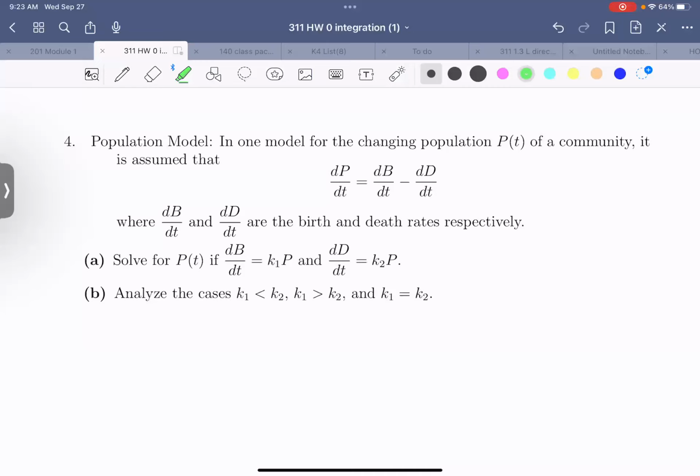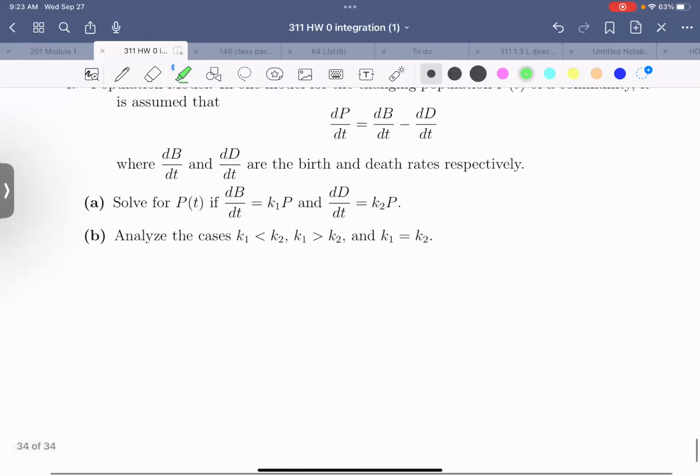All right, so all you're doing for part A is you're plugging in what I've listed there for dP/dt and what I've listed for dP/dt.